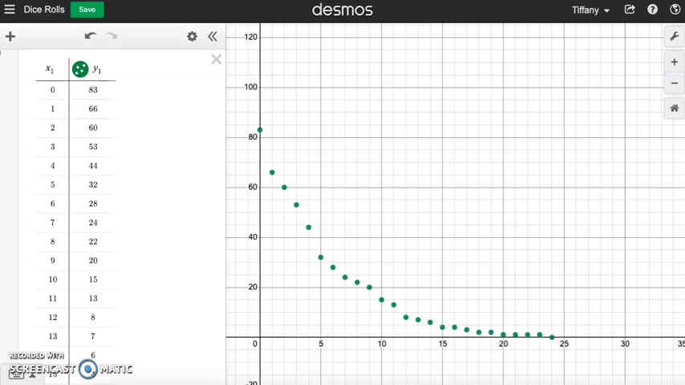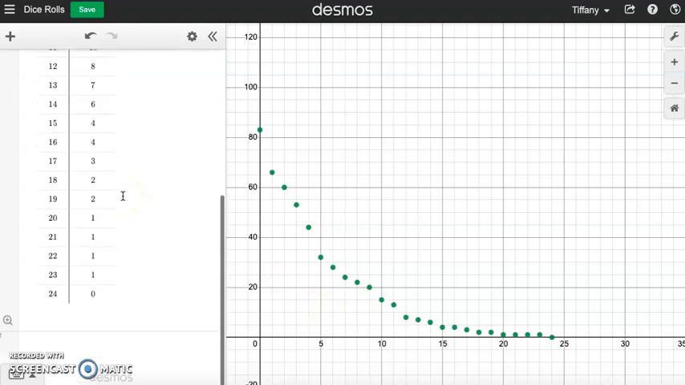Okay, I've put in the data points from our dice rolls, 83, 66, 60. This is how many dice were left after removing the ones each time. And you can see how it really forms a nice curve. And it's an exponentially decaying curve, which is the opposite of exponential growth, which would have been rising.